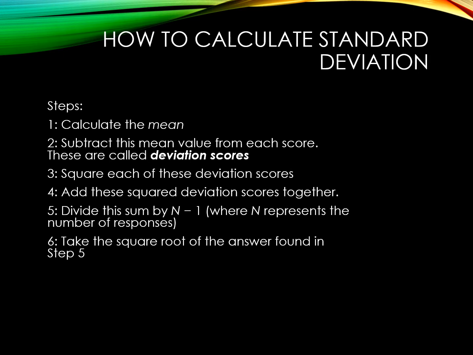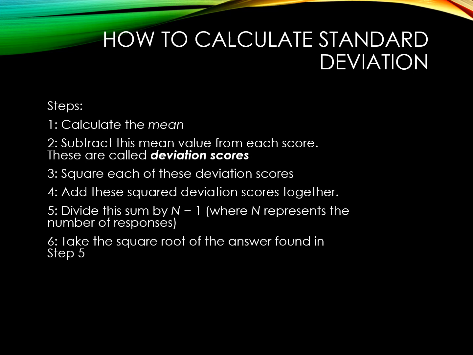So let's take this step by step. We have a set of scores. The first thing we want to do is calculate the mean, which is, remember, adding up all the scores and dividing by the number of cases. Then we want to subtract this mean value from each individual score. So if we have 10 different scores, we're going to say the first score minus the mean, what is that? The second score minus the mean, what is that? And so forth all the way across.